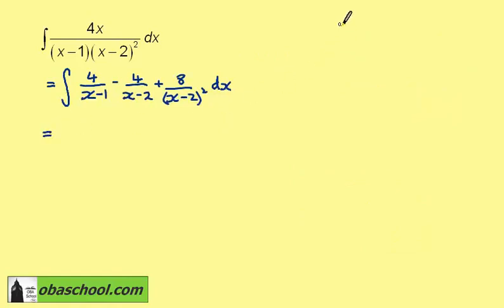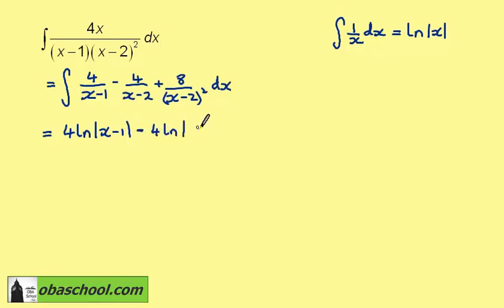The first term is going to give us a log. We know the integral of 1 over x is log x. So here we're going to have 4 times the log of x minus 1. The differential of x minus 1 is just 1, so we don't need to divide by anything. Here we'll have minus 4 times the log of x minus 2. Once again, the differential of the inside function is just 1.